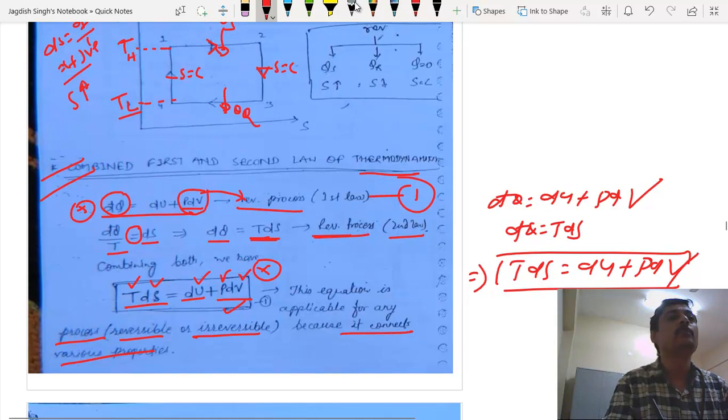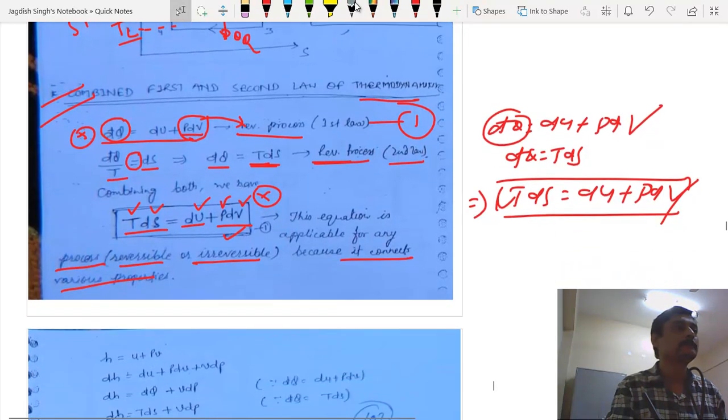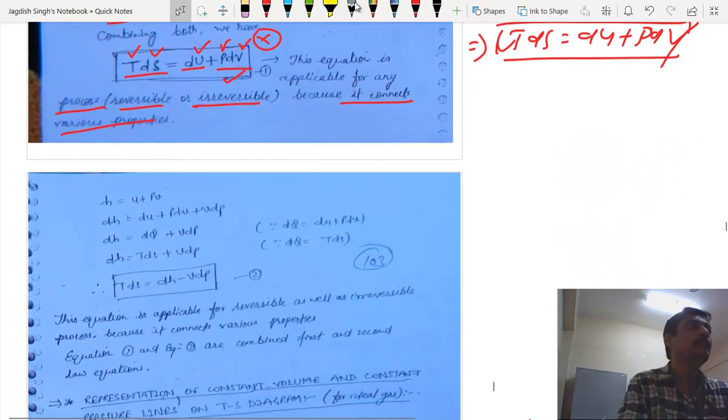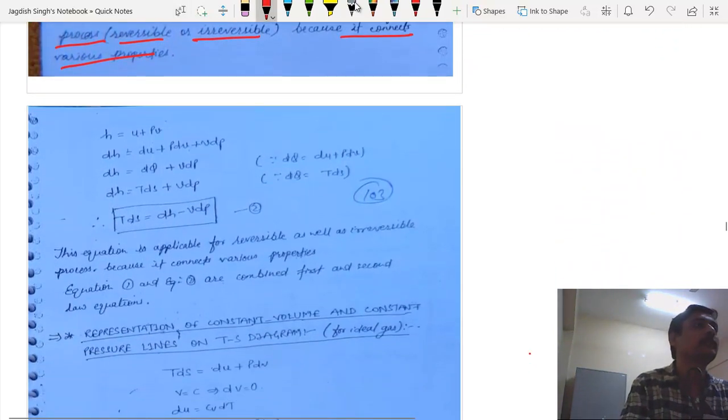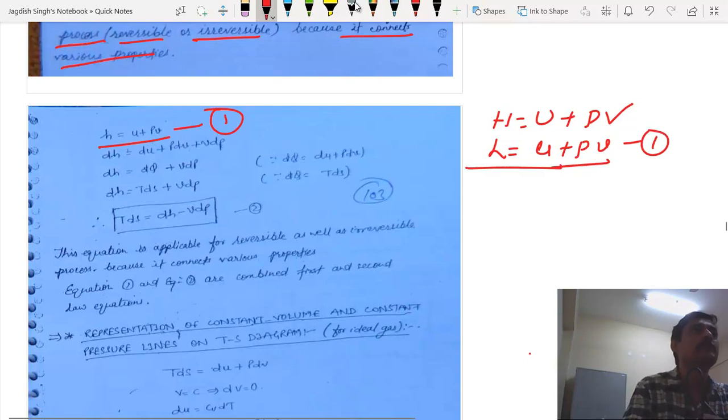This TdS is equal to dH minus VdP. Simply we have to replace this dQ by this TdS. One more equation, just we will see here. We know that h is equal to u plus pv. Small h is the specific enthalpy, small u is the specific internal energy, plus p into small v, which is the specific volume. This is per unit mass, because you know that capital H is equal to U plus PV, and when we divide by mass, h is equal to u plus pv. So the same equation is written here: h is equal to u plus pv.